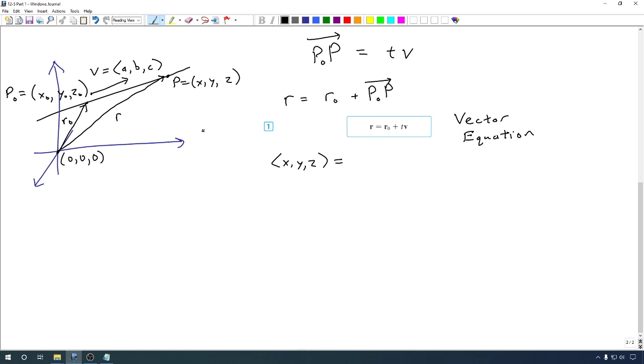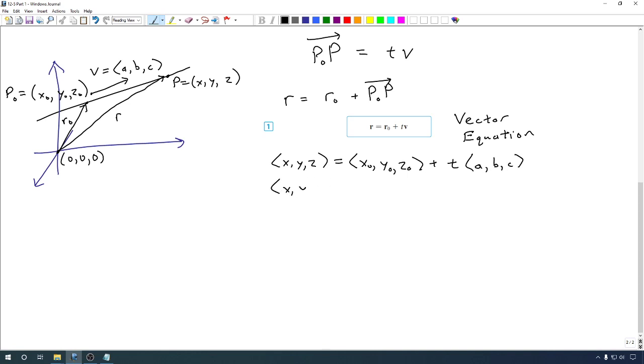Same thing with r naught. We're doing the exact same thing, except now we're working with x naught, y naught, z naught. And then we have our t, which can be whatever number we want it to be. It'll give us another point on the line. But remember, v is the vector a, b, c. And then we can simplify this.